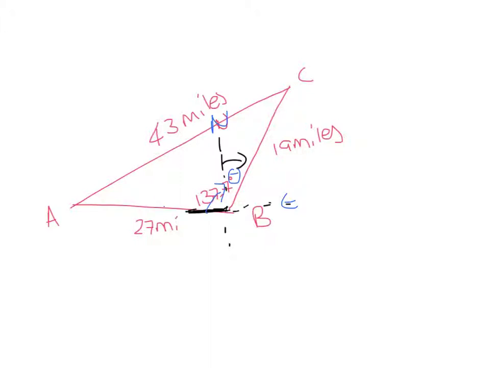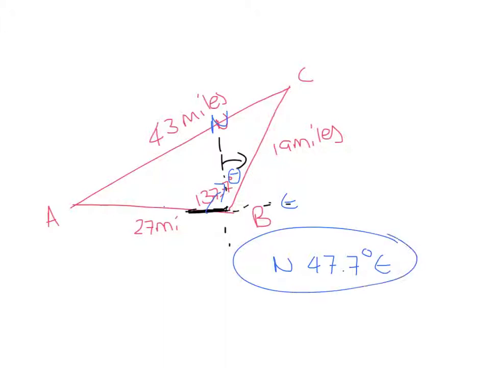137.7 minus 90, and we get 47.7 degrees. So north, 47.7 degrees east. Is that always the case? No, sometimes it comes out a little cleaner where our adjustments are made in opposite directions.